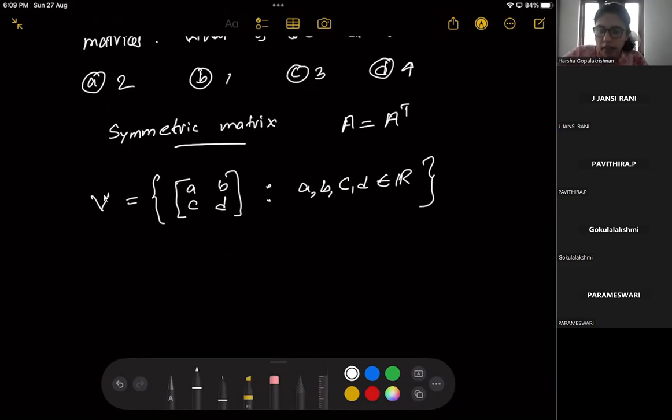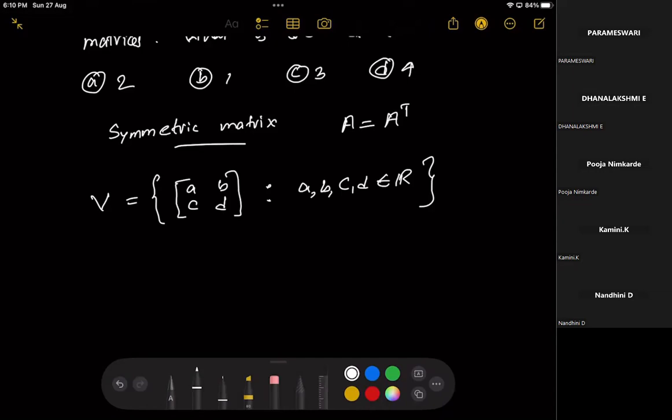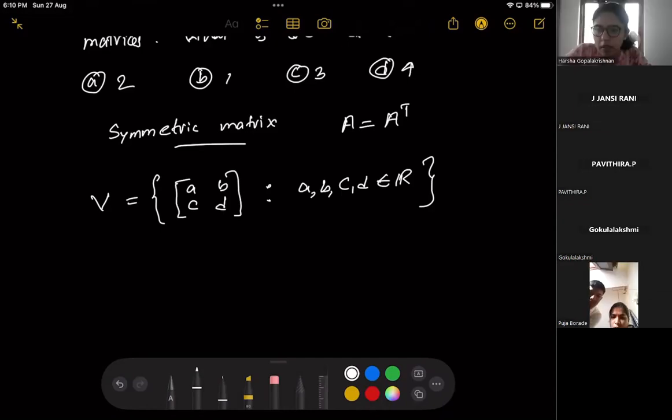First of all, is this a vector space? We have some conditions for a set to be a vector space. So is this a vector space? Can anyone answer? Am I audible to everyone?